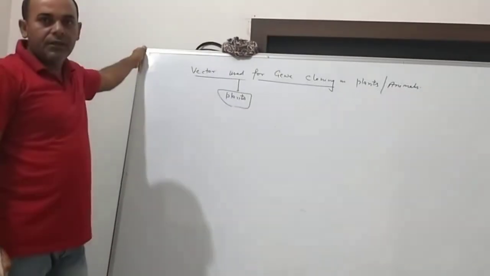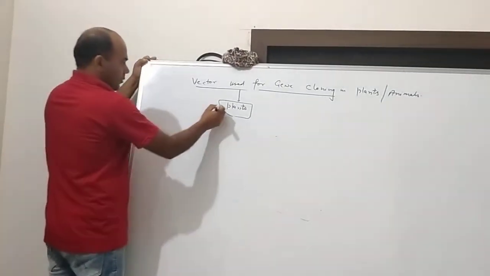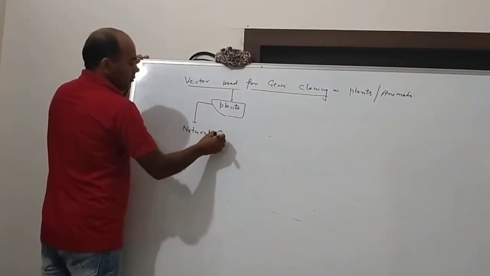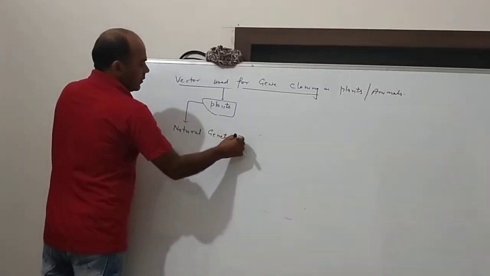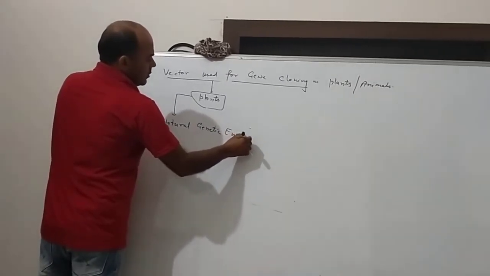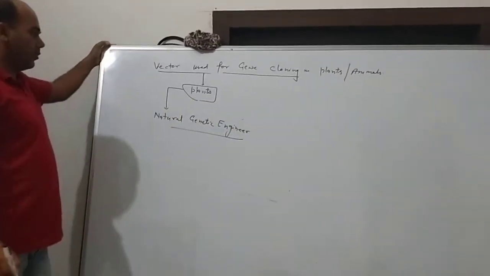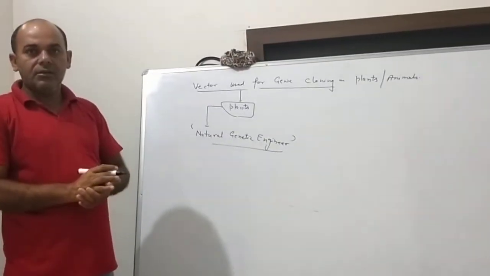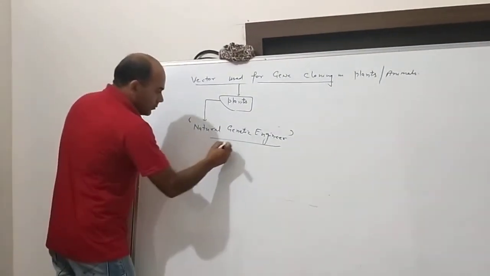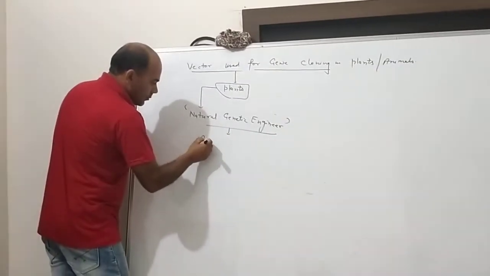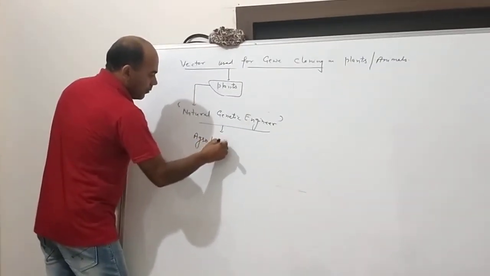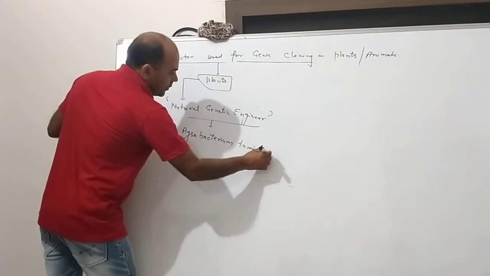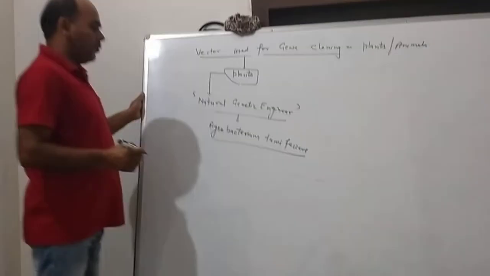Natural genetic engineer. Very important question. And this natural genetic engineer is known as Agrobacterium tumefaciens. A very important question of 1 mark.